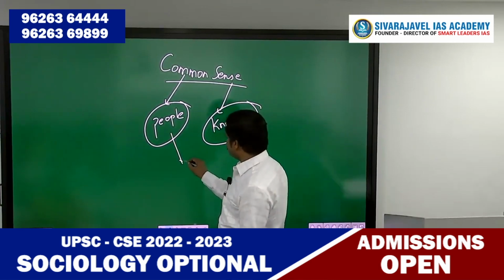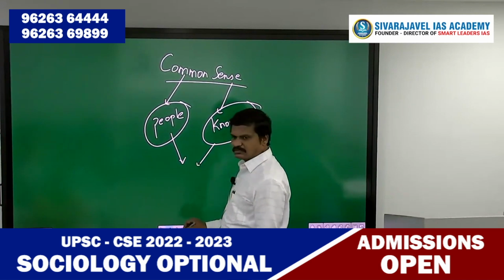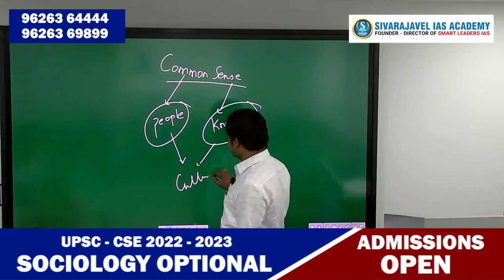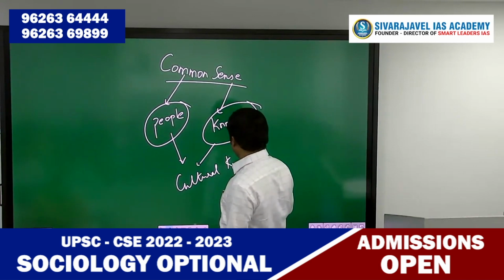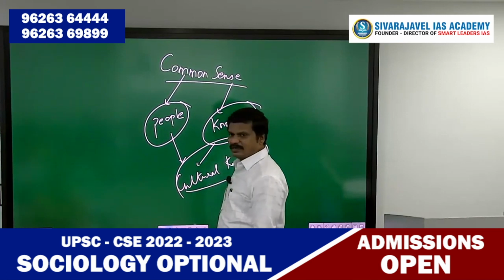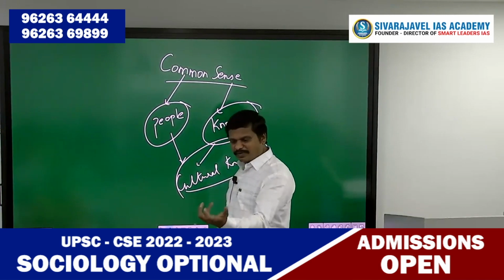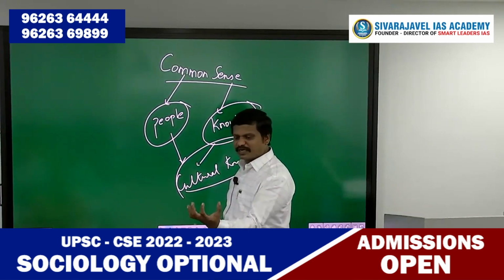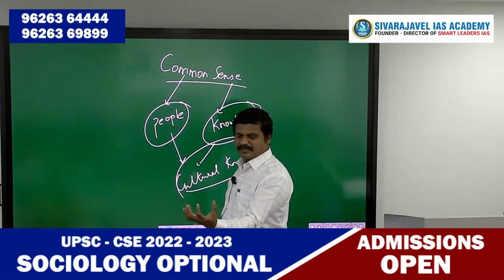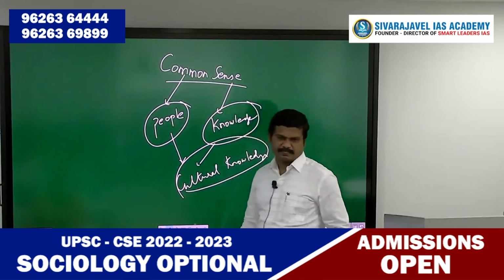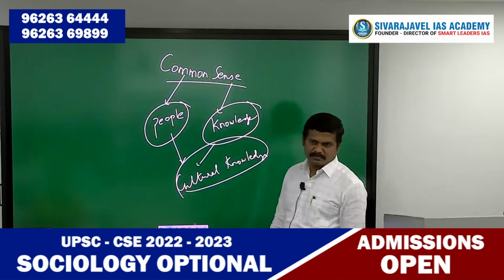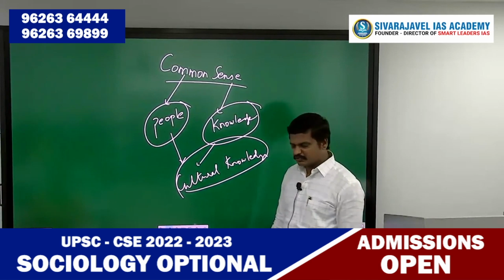So common sense can be called cultural knowledge. Yes or no? Culture is what? Culture is about people, what you should do, what you should not do. So people have culture. Culture is giving you knowledge. That knowledge given by culture is what is common sense. Now a debate came in sociology.